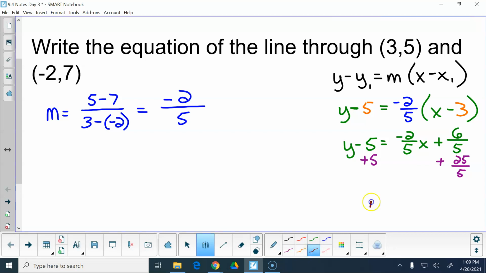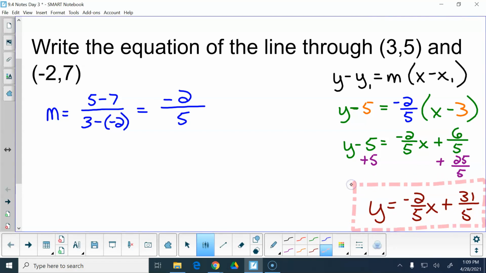So that gives me y then equals negative 2/5 x plus 31/5 as my equation of my line through those 2 points. Okay? We like fractions. We're going to leave them in improper fractions. Okay? Questions on that?